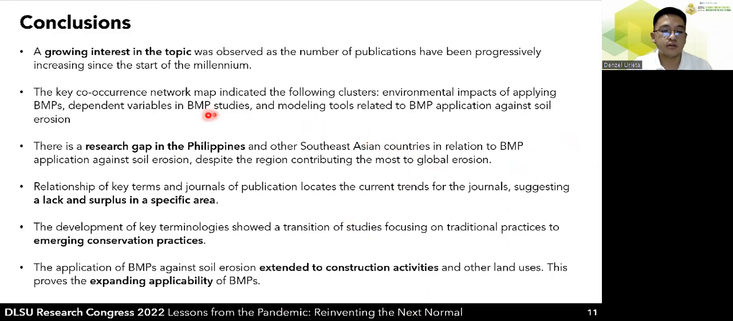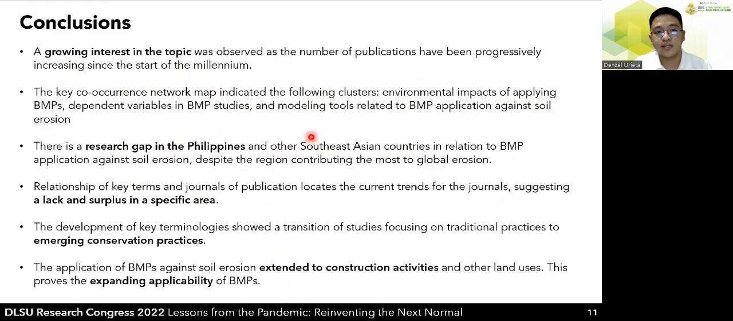These are the following conclusions to reiterate the major findings. A growing interest in the topic was observed, as the number of publications has been progressively increasing since the start of the millennium. The key co-occurrence network map indicated the following clusters: the environmental impacts of applying BMPs, the dependent variables or parameters in the BMP studies, and the modeling tools related to BMP application against soil erosion.